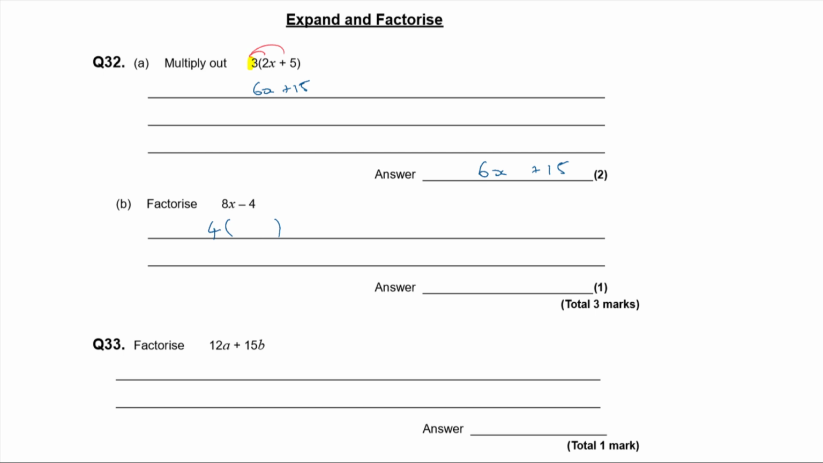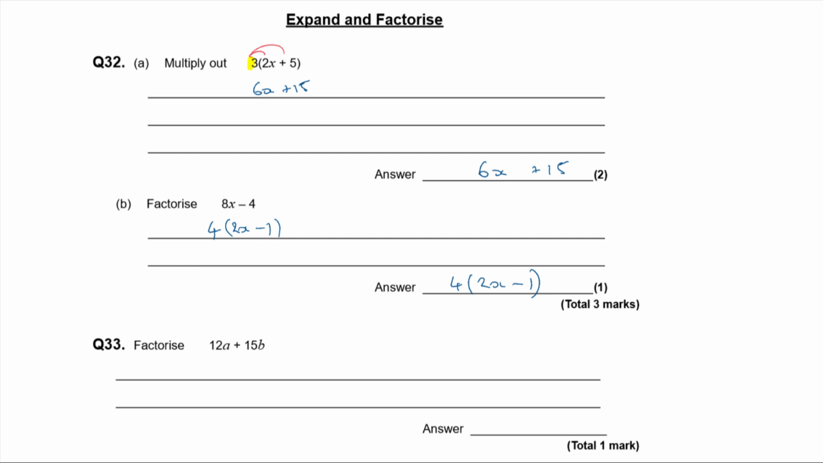And then inside the brackets is what I'd need to multiply by 4 to get my original numbers back again. So 4 times what is 8x, that's 2x. And 4 times what is minus 4, it's minus 1. So that's my factorised form of that. 4 lots of 2x minus 1.